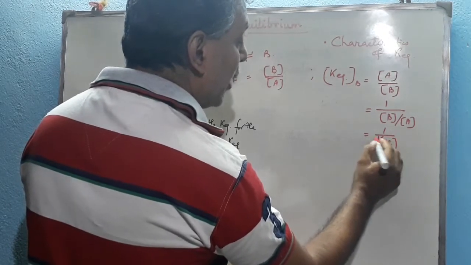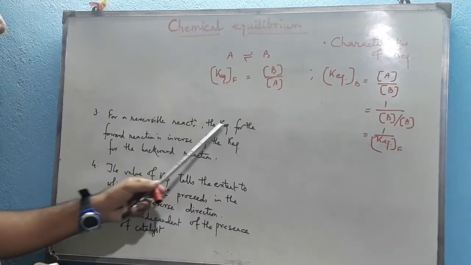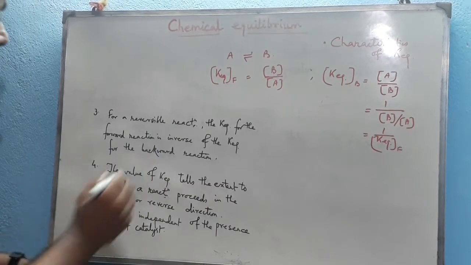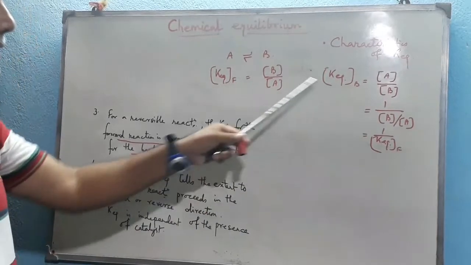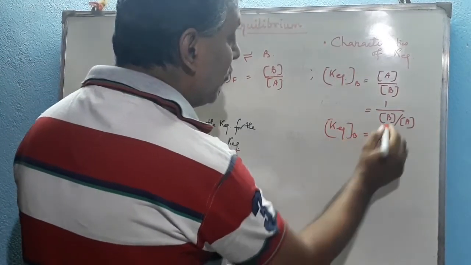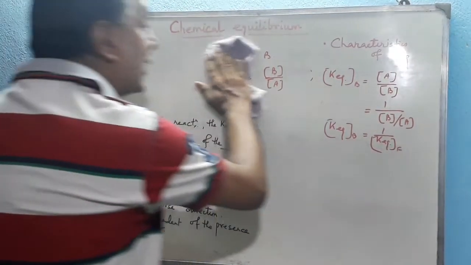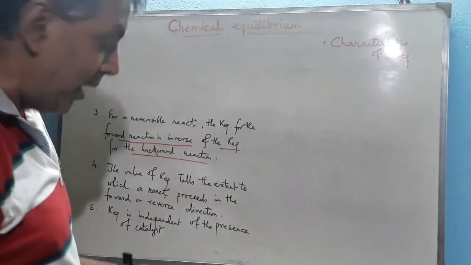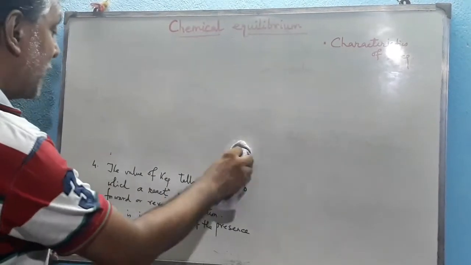and B by A is K equilibrium of the forward process. That's why we can say that for reversible reactions, the K equilibrium for the forward reaction is inverse of the K equilibrium for the backward reaction. So K equilibrium backward is inverse of the forward reaction. Whenever we start with the reactant, whatever the K equilibrium is, if we start with the product, the K equilibrium value will be inverse, that means 1 by the K equilibrium of the forward reaction.